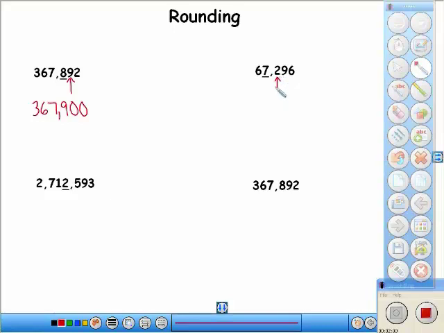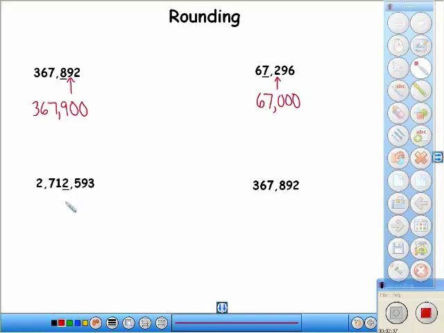Now when we round down, the underlined digit stays the same. So we're going to keep it a 7. And again, everything to the left of it stays the same, comma, because we got to keep that comma there, and everything to the right of the underlined digit always changes to 0. Okay?